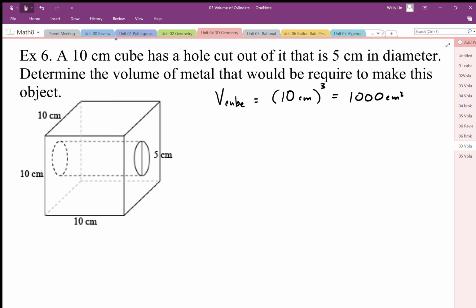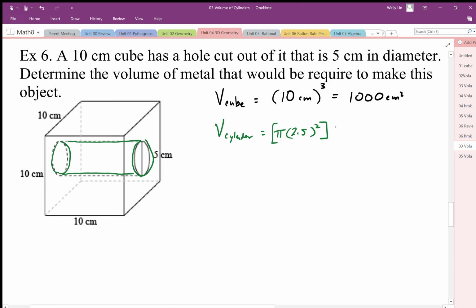We're then going to take out the cylindrical part. We want to get rid of that volume. So the volume of the cylinder is going to be the area of the base. The radius is 2.5, so we need to square the radius, times it by pi. That's my area of the base, and I'm going to times it by the thickness of 10 centimeters.